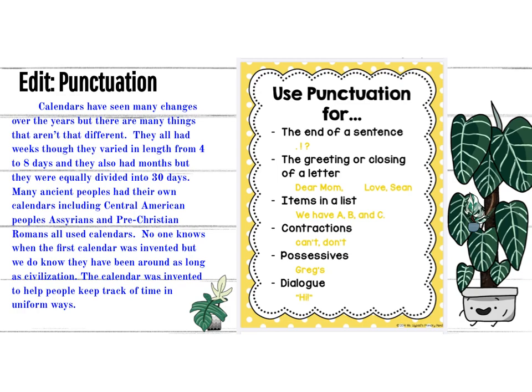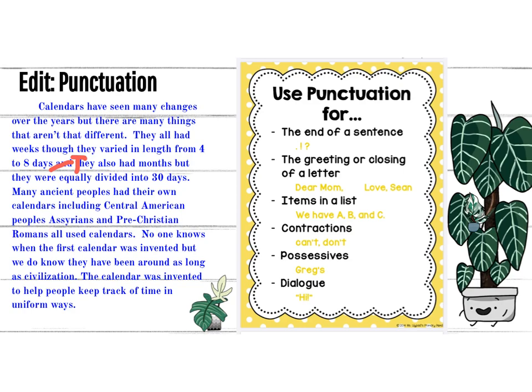So they all had weeks, though they varied in length from 4 to 8 days, and they also had months. So here we go, I'm changing topics. This is all about how the calendar was, but I've got two pieces of information, the weeks and then also the months. So I'm going to divide that up, and I'm going to take out the word "and" and I'm going to capitalize the word "they."